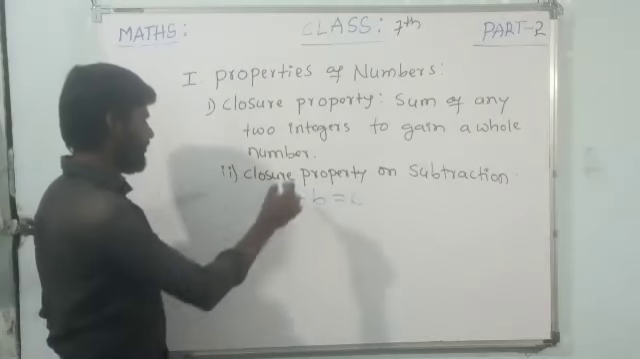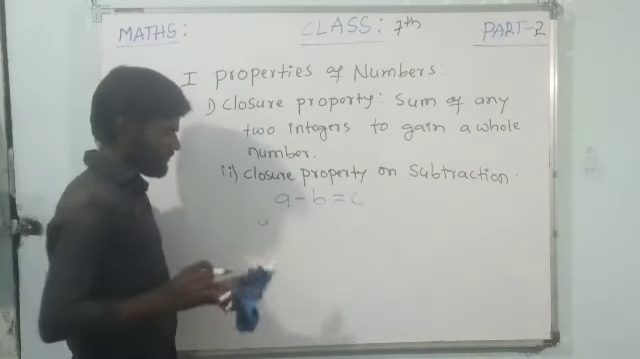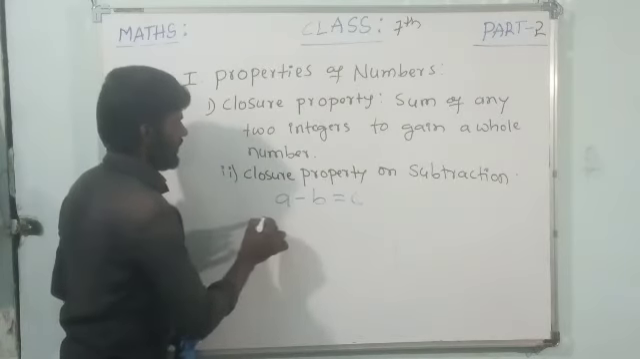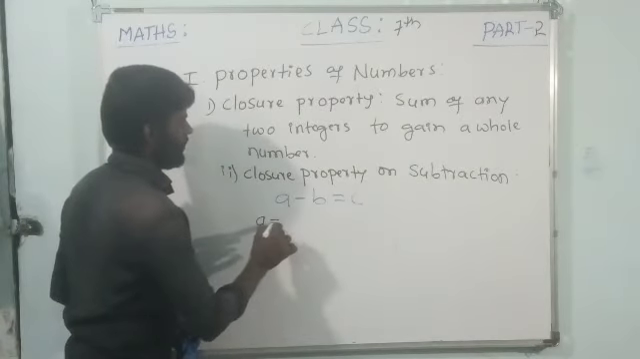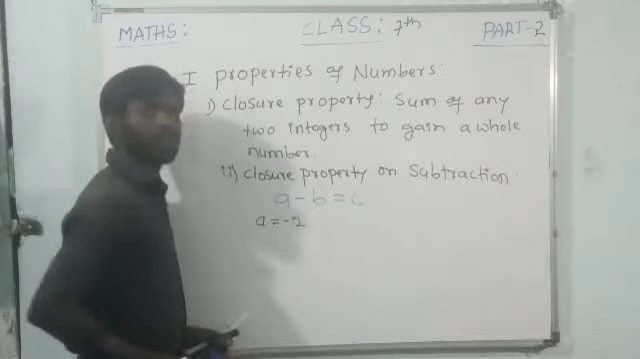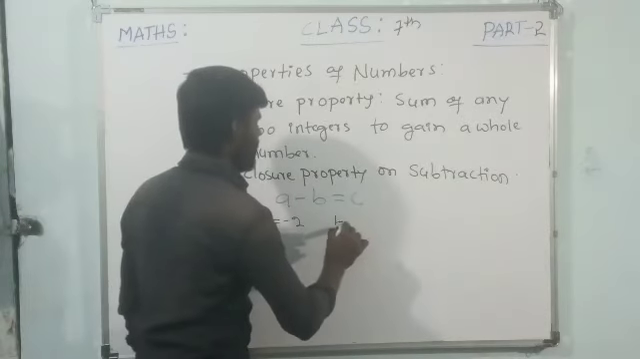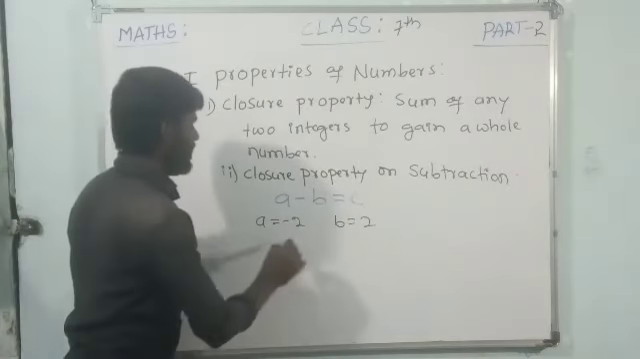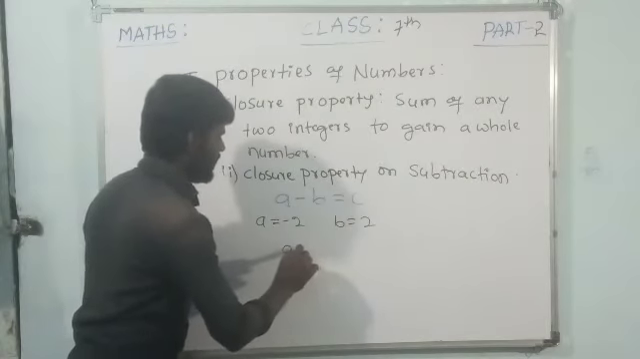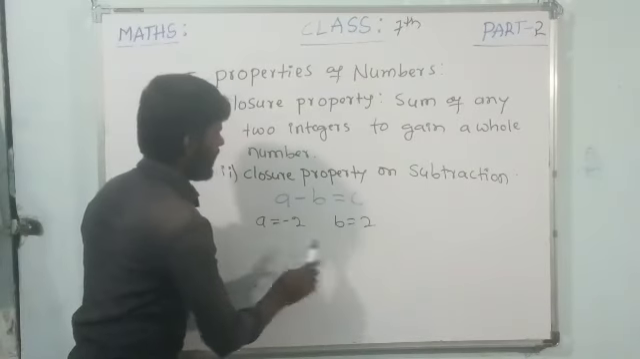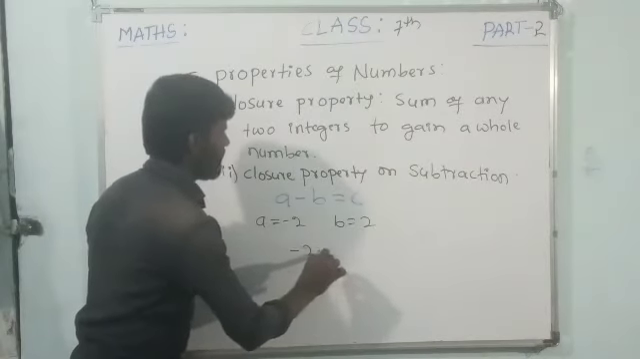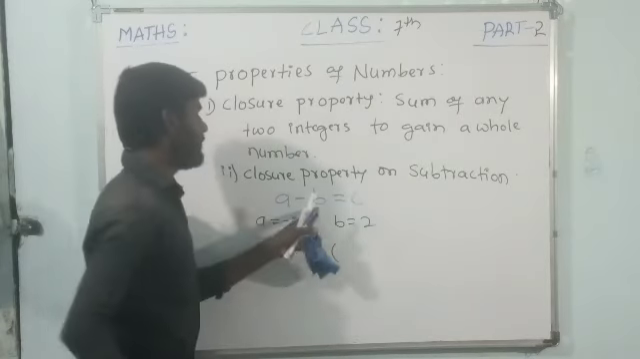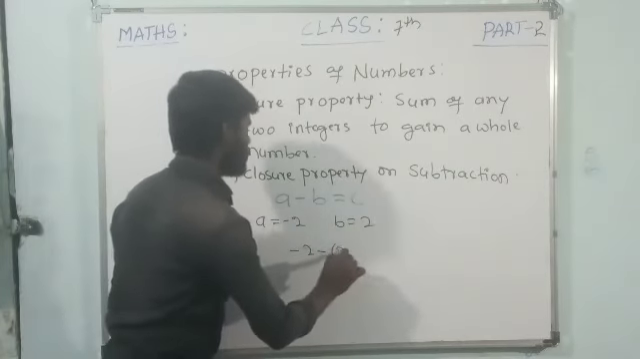Let us see. If I take a is equal to minus 2, then b is equal to 2. I will keep it in this formula. In place of a, I will keep minus 2, then minus. In place of b, I want to keep 2.